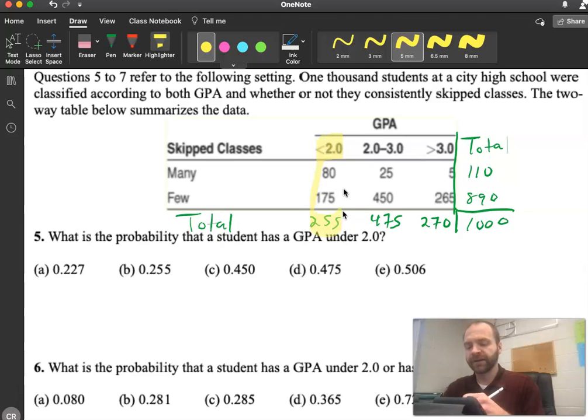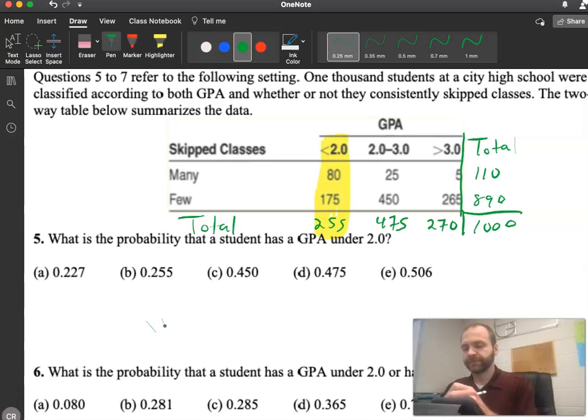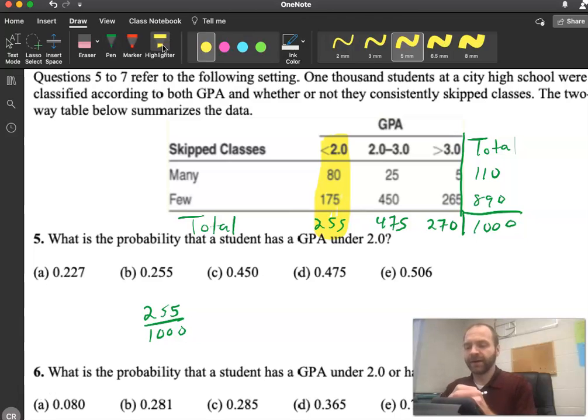And I'm going to look at this, and it looks like there are 255. I have 255 out of 1,000. 255, sorry. So 255 out of 1,000. So that tells me my answer, going back to the highlighter, is going to be choice B.